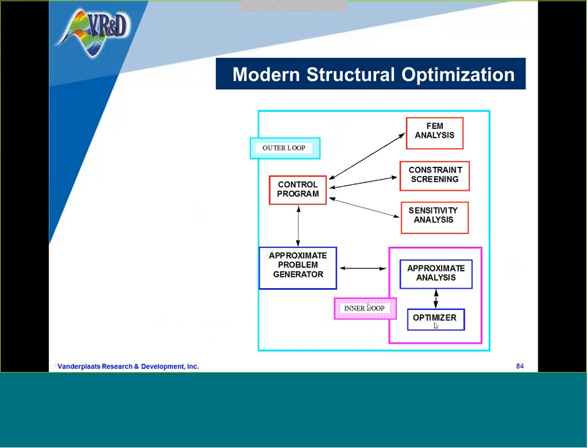So the optimizer itself did not get any more efficient over the years. It's gotten more reliable. We can solve much larger problems, but we still take a few hundred analyses maybe. The beauty is that the approximate problem is so fast that's acceptable.